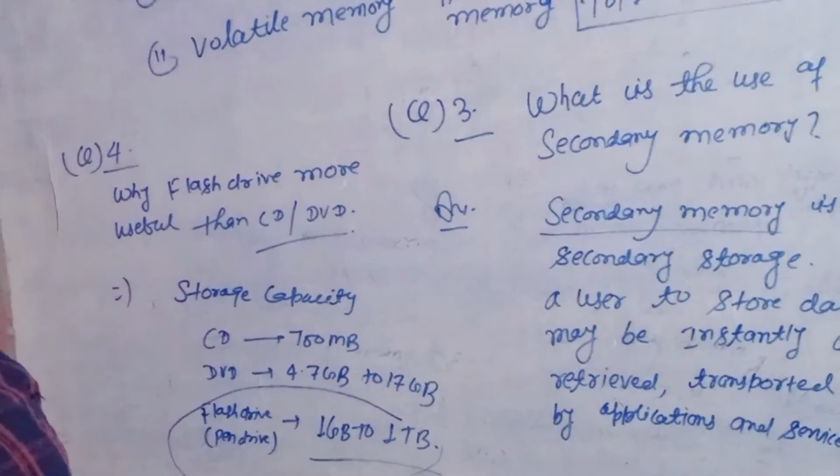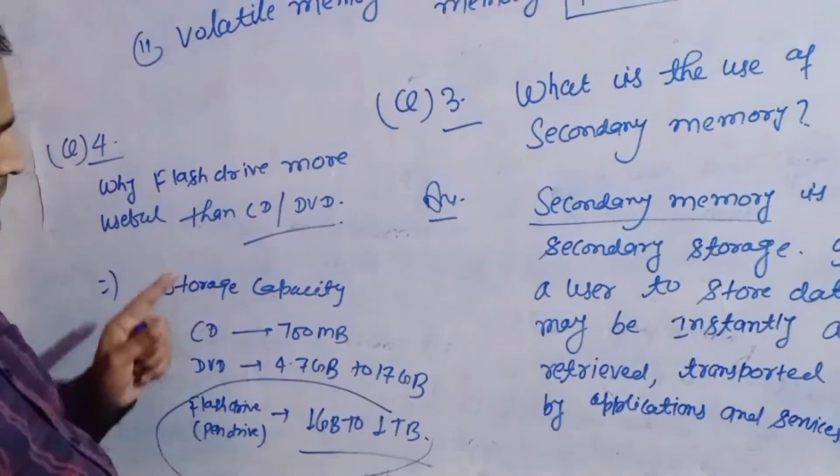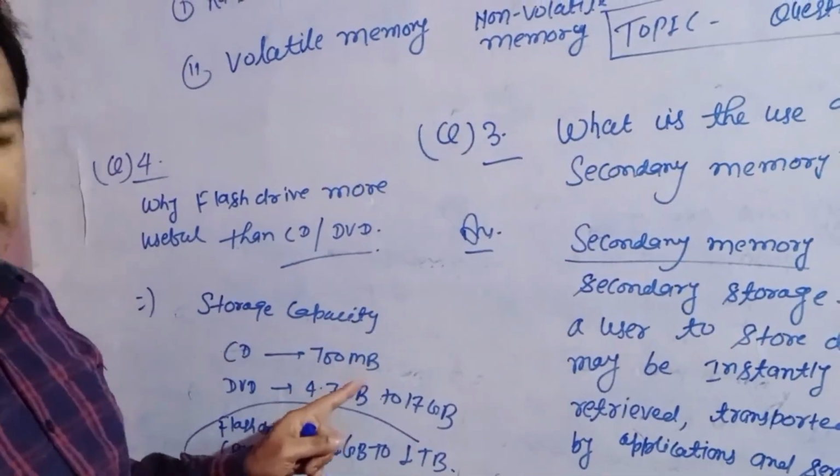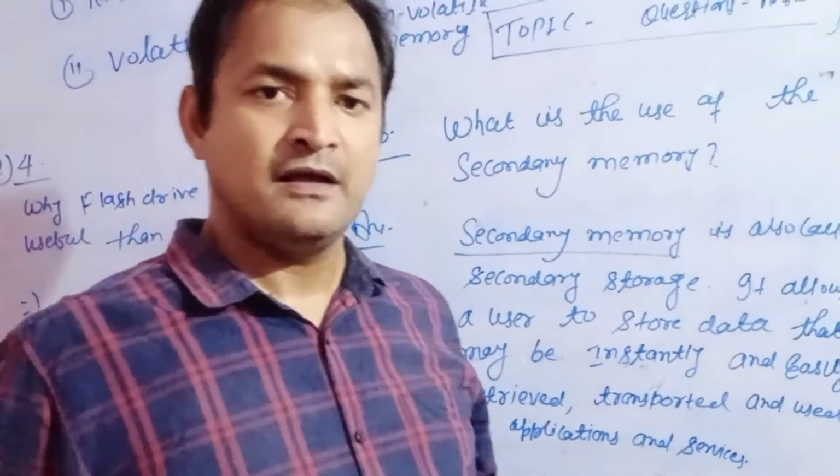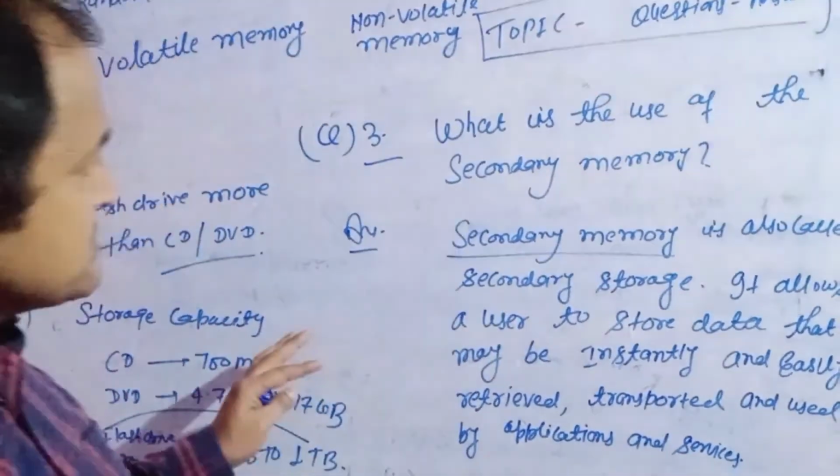This is the main difference. This is the storage capacity: 1 GB to 1 TB, a huge amount of data. These four question answers are completed.